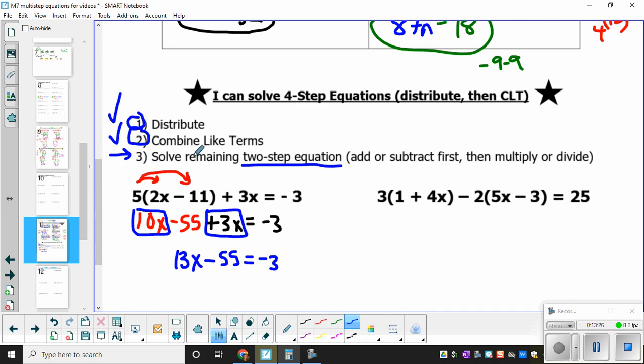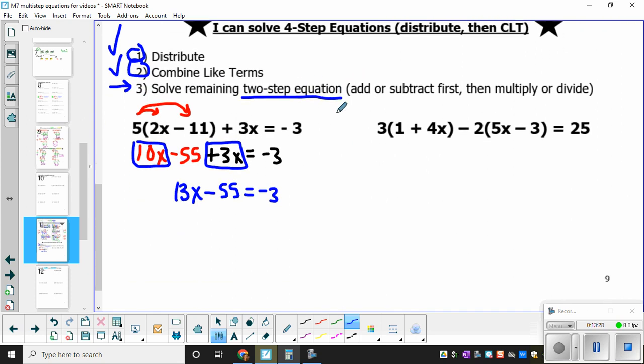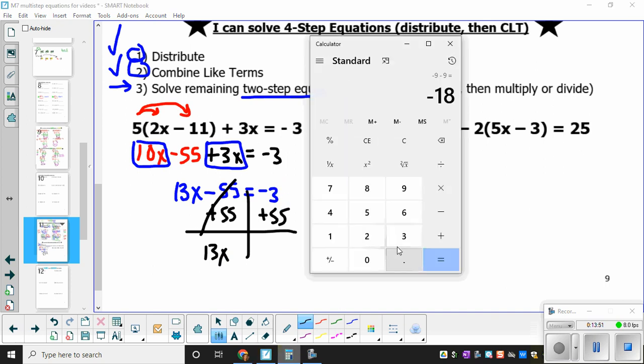And now we have a 2-step equation remaining, and we'll need to just add or subtract to get rid of the constant, and then multiplying or dividing, but here we're going to have a coefficient, so we'll divide. All right, so let's take care of this. We're going to add 55 on both sides. This cancels out over here, and I'm going to bring down my 13x. And right here, the negative 3 plus 55, again, if you want to see that in the calculator, there's your negative 3 plus 55, and that's a 52.